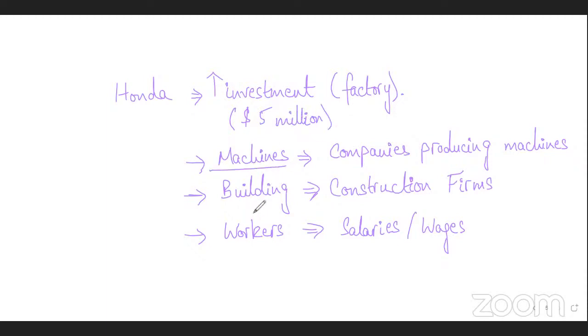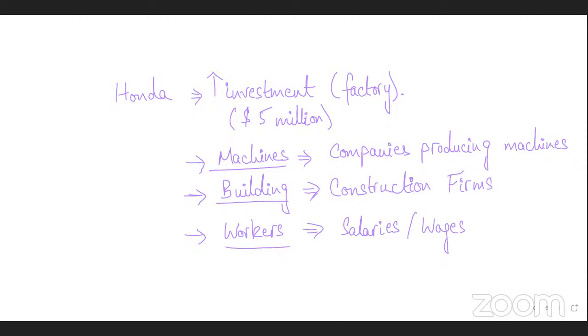By spending $5 million, some portion of $5 million on machines, some portion on building, some portion on hiring more workers. But overall, that generated income for all these different groups or individuals in a country. And then they in turn started spending more on goods and services. That overall, the GDP of a country will increase by more than the $5 million initial investment that was made.